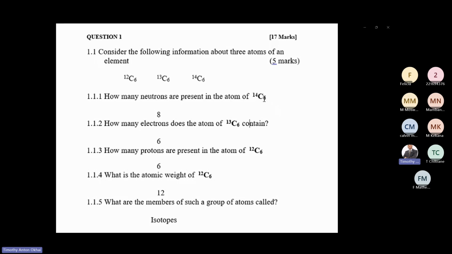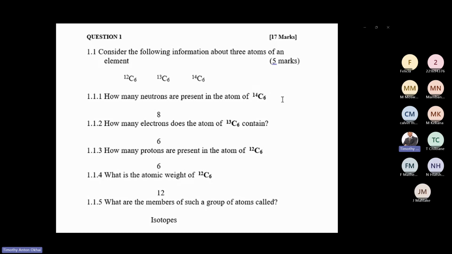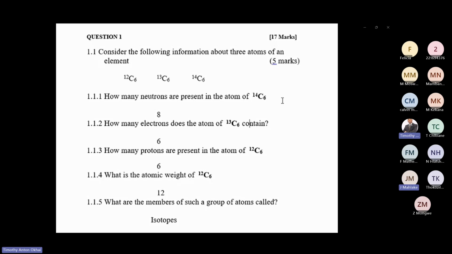Now, there are 2 numbers you'll find here: the subscript being 6 and the superscript being 14. What the subscript at the bottom here represents is the atomic number. And what the superscript at the top here represents is the atomic mass. So if you want to find the neutrons, how do you calculate them from here? You have to understand that the atomic mass is equal to the sum of the protons and the neutrons. So if you add the protons and the neutrons, that gives you the atomic mass.